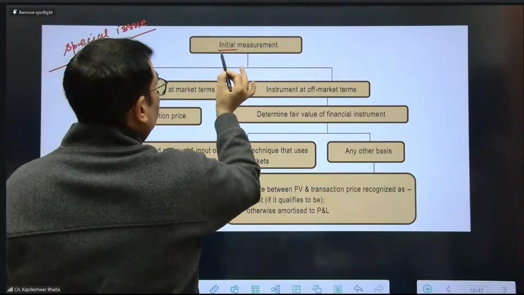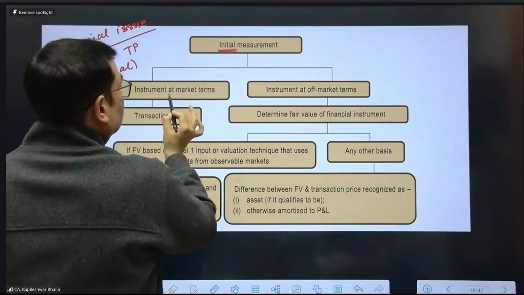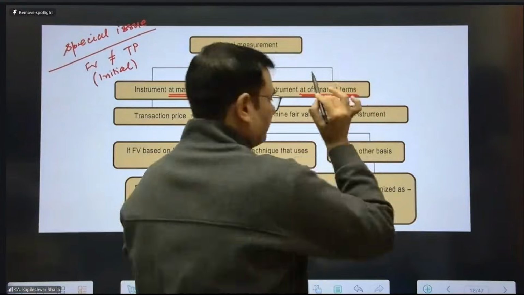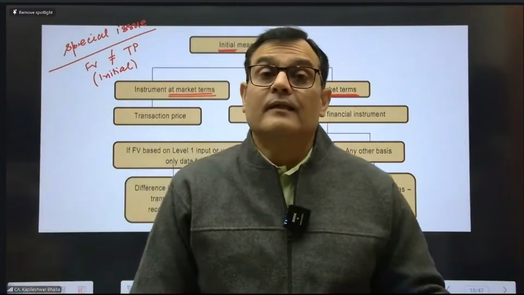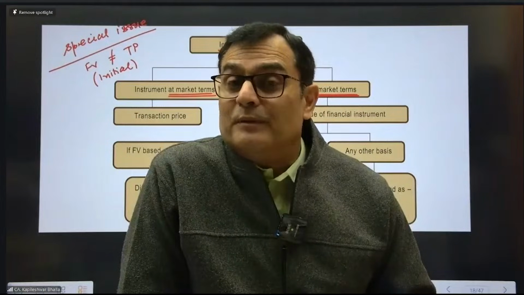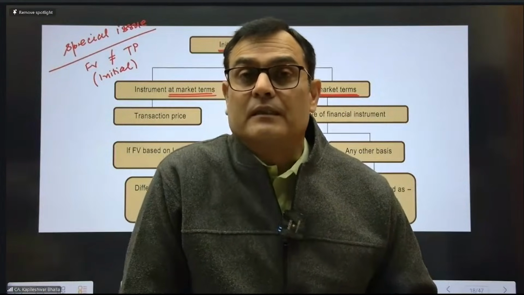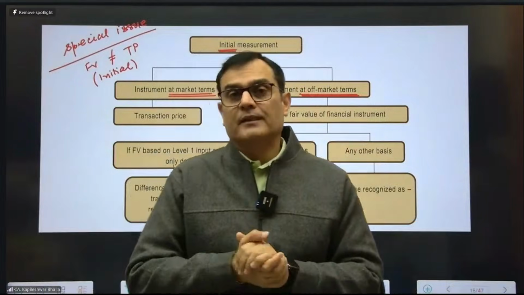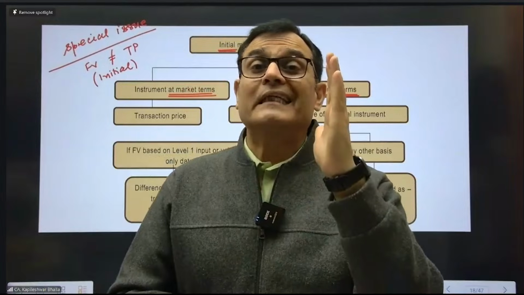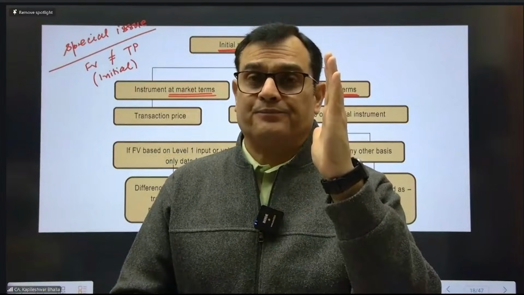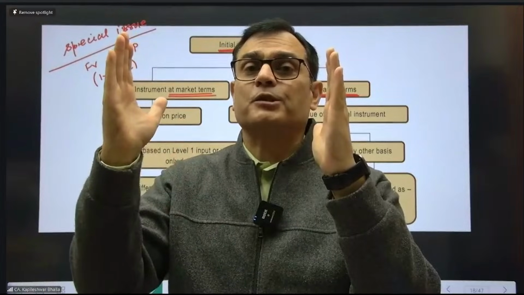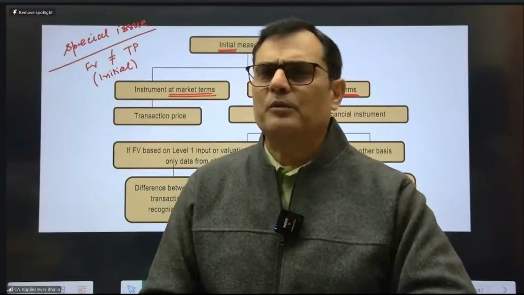It says initial measurement: the instrument is at market terms, or the instrument is at off-market terms. Please hear me very carefully. You'll get the entire inputs very shortly by the end of the class today, but I'm just first creating an image in your mind. As we said, financial assets initially are measured at fair value. And I said, if there is a difference between the fair value and the transaction price, how do you account for the difference? So let me put it the other way around.